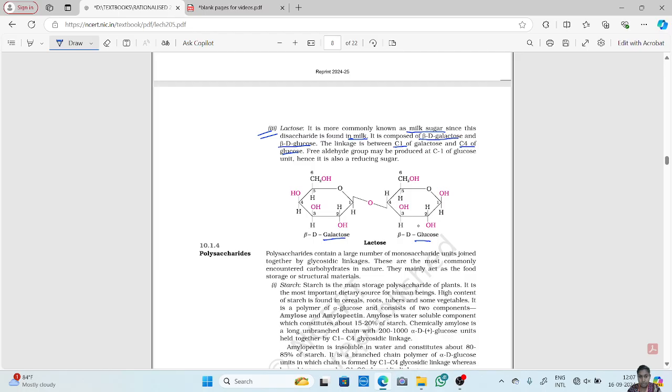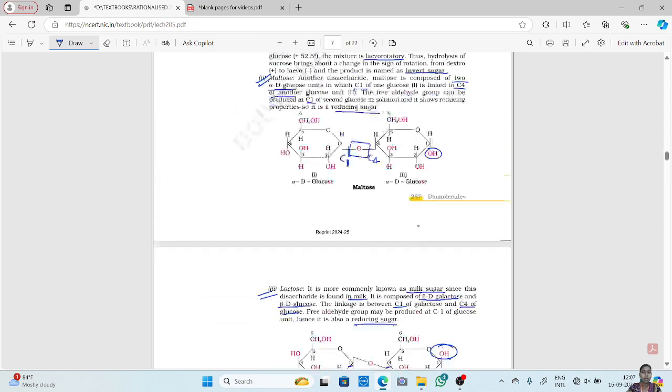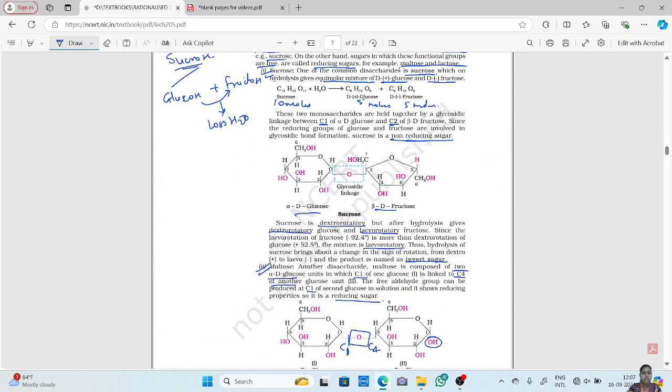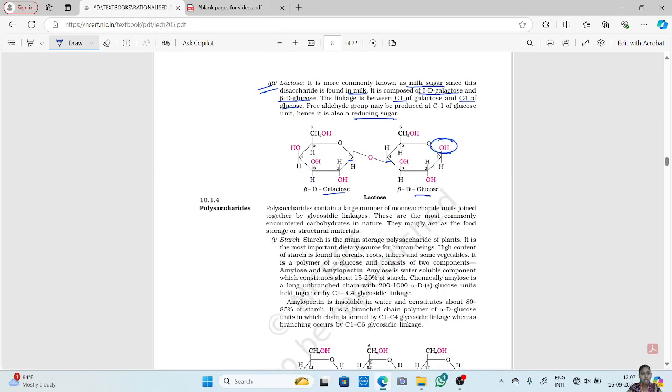Now here we can see again the same thing will happen. C1 and C4. So the C1 molecule can get oxidized and will show reducing properties. Hence, lactose is also a reducing sugar. So this structure you have to remember, of all the three, that is sucrose, maltose and lactose.